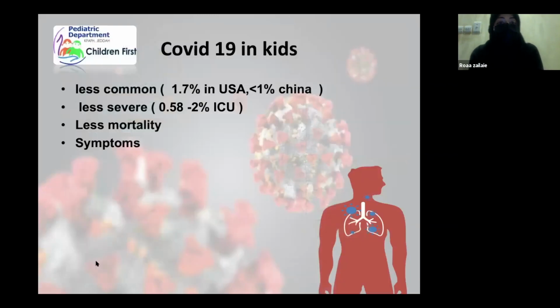Pediatric infection of COVID-19 is unique and different. It has a much less common incidence, around 1.7 in USA and less than 1 in China, and there is no data in Saudi Arabia for total confirmed cases. And it is less severe, about 0.58 to 2% of the total ICU admissions are from pediatrics, and they have less mortality. They say less than 2% of the total mortality worldwide is from pediatric cases. And the symptoms are almost the same.